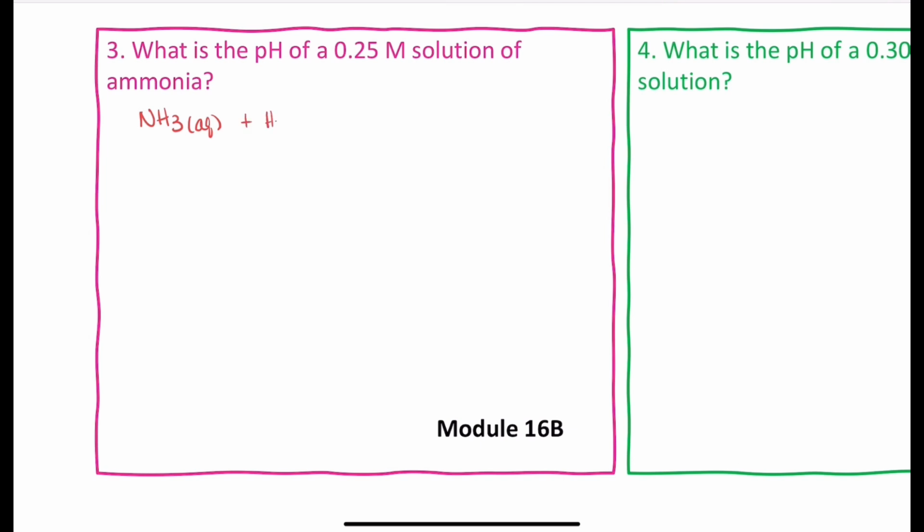And it reacts with water in an equilibrium to form ammonium and hydroxide. So you guys need to know ammonia's formula and that it is a base. This is your base. So in this case, water is an acid. This is our conjugate acid. And this is our conjugate base.